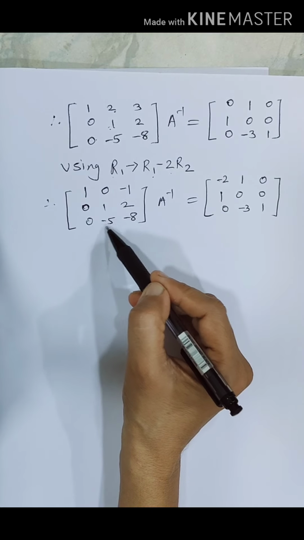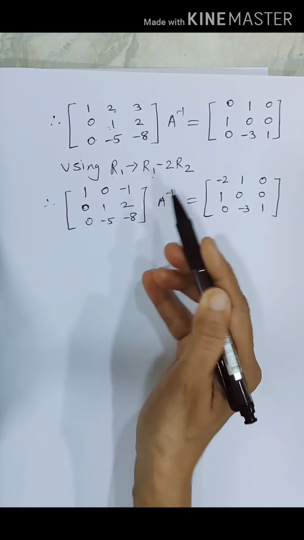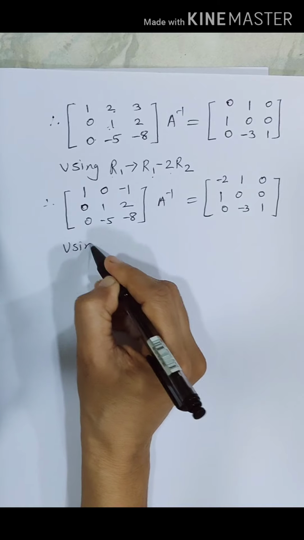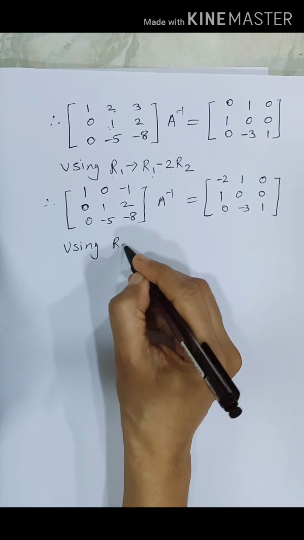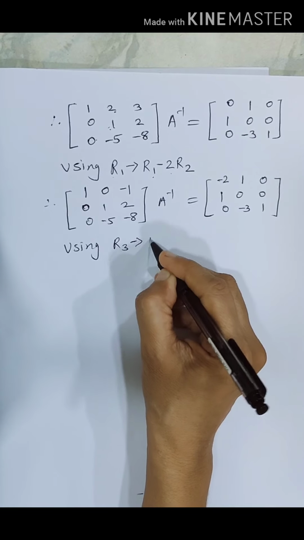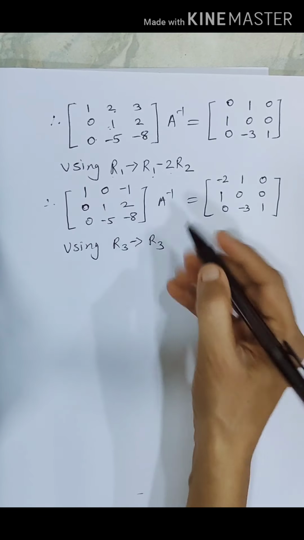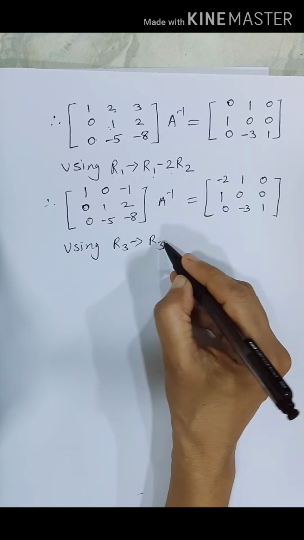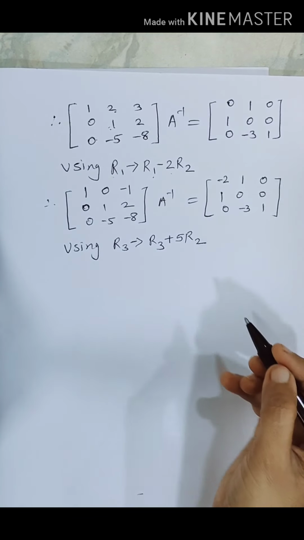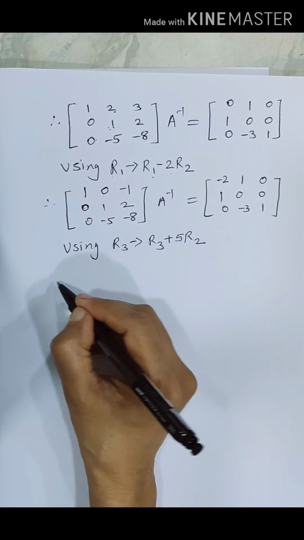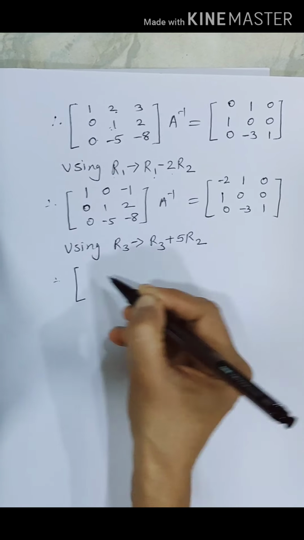So, now what we want to have is 0 here. Now which operation will you apply? R3. R3 we want to change to what? R3 changes to R3 plus 5 times R2. So, first matrix we get it at.